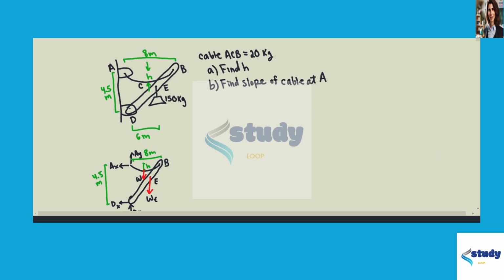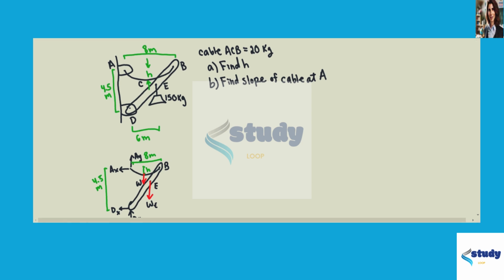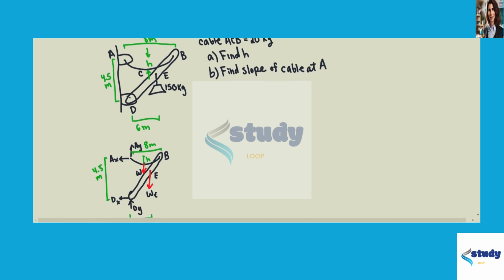In this problem, the horizontal distance from A to B is 8 meters. From A to D in the vertical direction is 4.5 meters. And from D to E in the horizontal direction is 6 meters. And also there is a mass applied at E, and it is 150 kilograms.